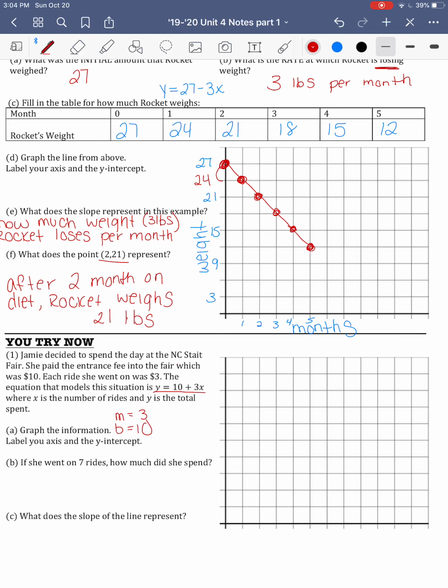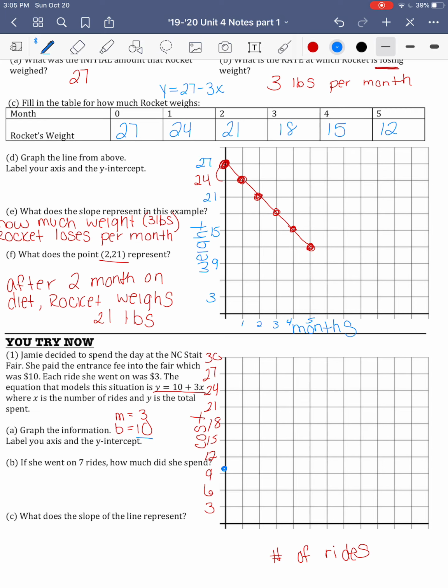So let's see. So my cost is going to depend on the number of rides I go on. Number of rides. So I'm going to go up by, let's do 3. So 3, 6, 9, 12, 15, 18, 21, 24, 27, gets all the way up to 30. Perfect. Now my y-intercept is 10. So I have to kind of make that estimation. It's about right here. Okay.